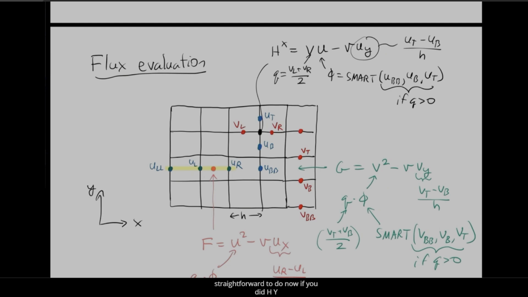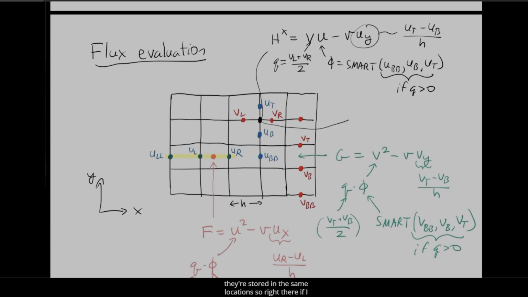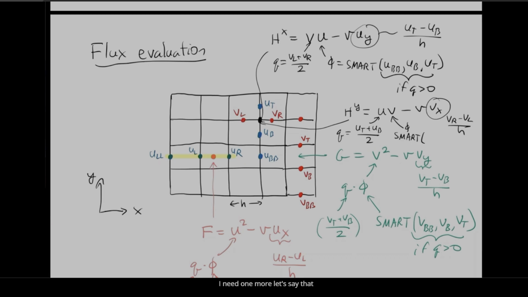Now, if you did HY, let's say I want it at the same point, because remember they're stored at the same locations. Right there, if I wanted HY, that would be U times V minus nu dV dx. And dV dx would be VR minus VL over H at that same point. So I'm reusing the same information there. Now my U is my Q, and that's going to be U top plus U bottom divided by 2. And my V is now the SMART, that's my phi. I need one more, let's say that's VLL. So SMART of VLL, VL, and VR. These are all V's, and that's if Q is greater than 0.